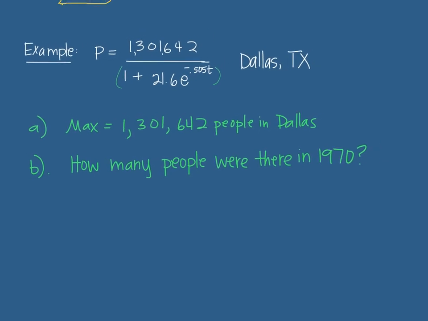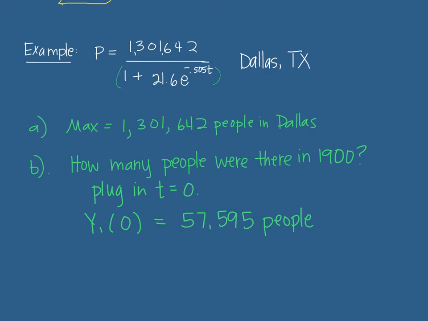All right, so in our notes, I'm going to change this to a 1900. Okay, 1900, we're going to plug in time is 0. And so we used our Y vars, and we plugged in time to be 0, and we got 57,595. Let's round it, people. Okay, so when they did that census back then, that's how many people were in Dallas.